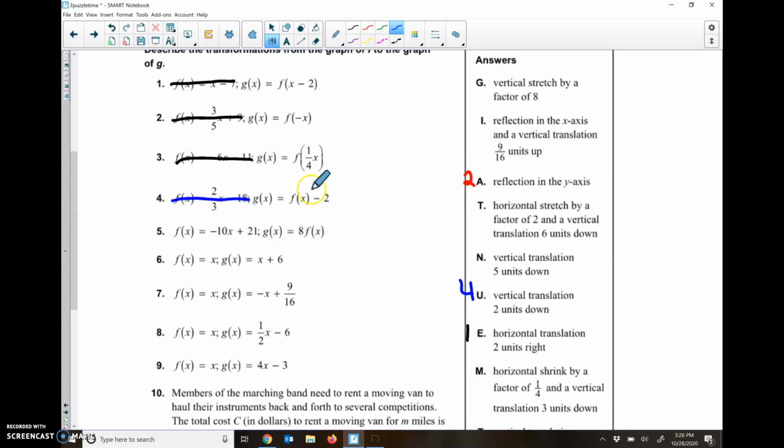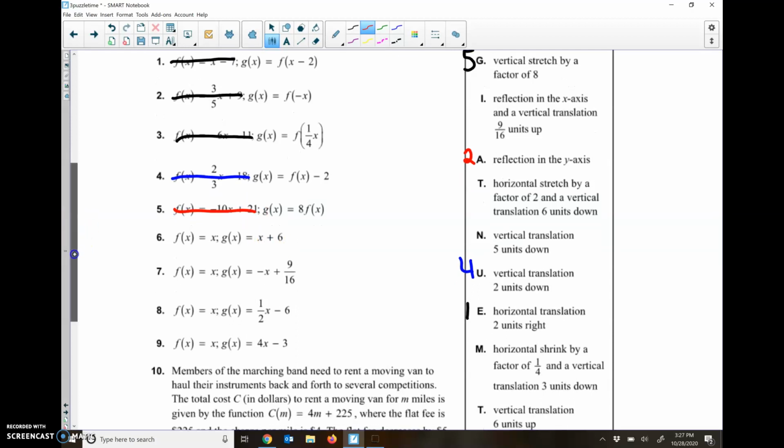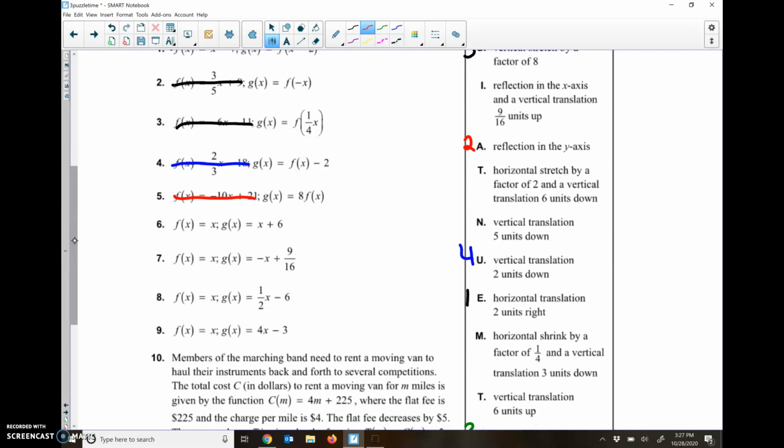Okay, number 5. So I have 8 f of x, so the 8 is on the outside, so I know that's a vertical stretch or a shrink. And since the 8 is on the outside, it's actually going to be a vertical stretch by a factor of 8. So letter G here. Number 6, here we just have x plus 6, so no parentheses, no anything. So that means it's really outside the parentheses, so it's going to be a vertical translation, and it's going to be up 6. So down here at letter T.